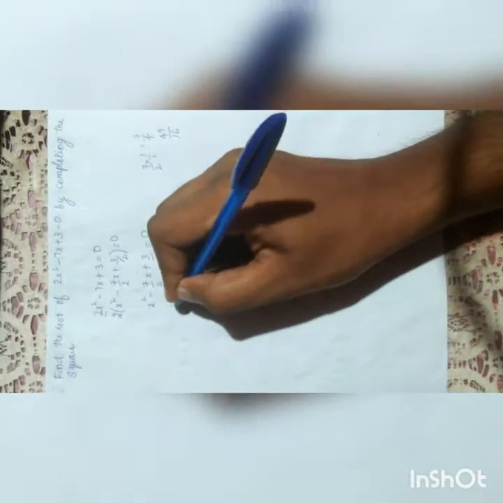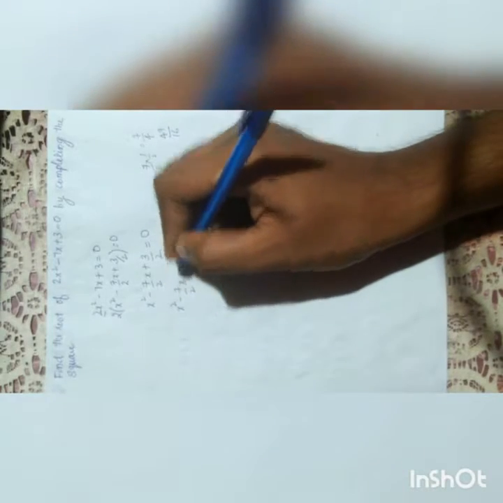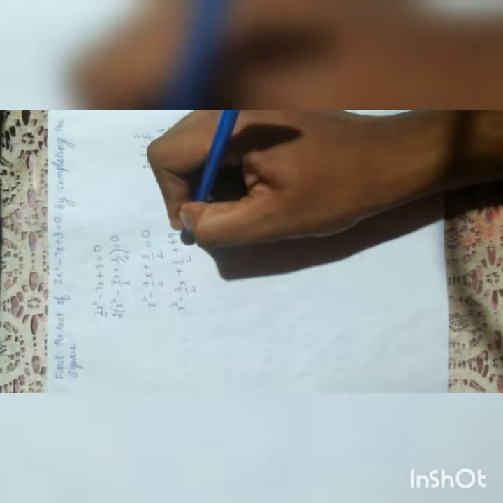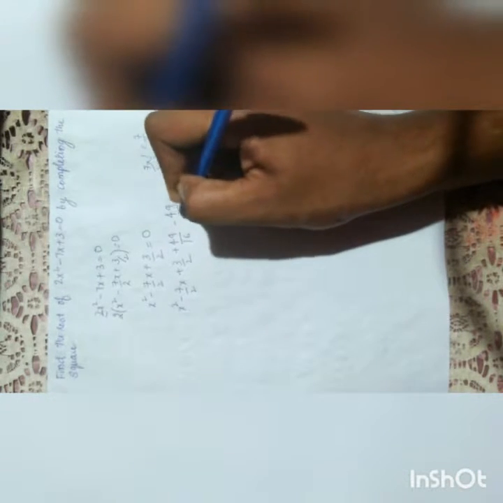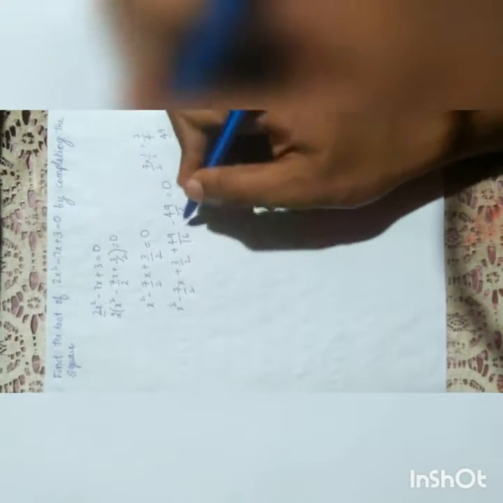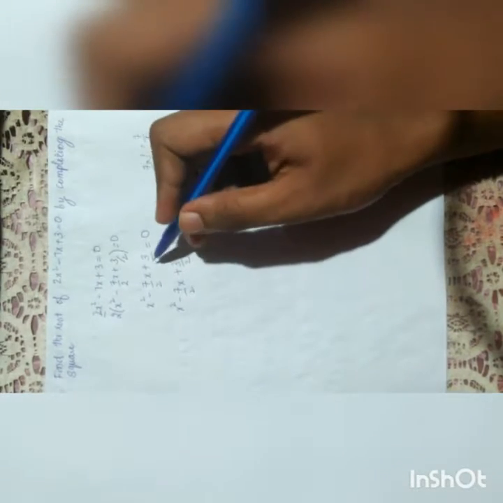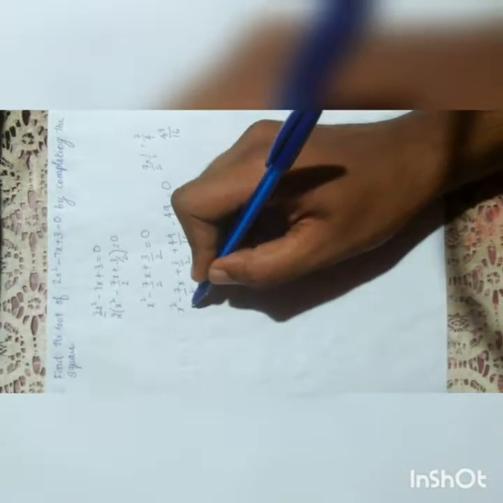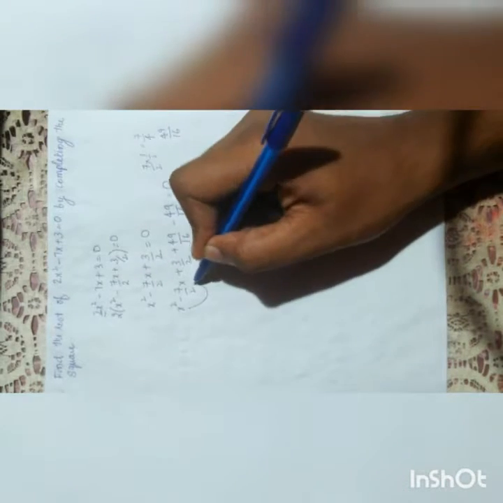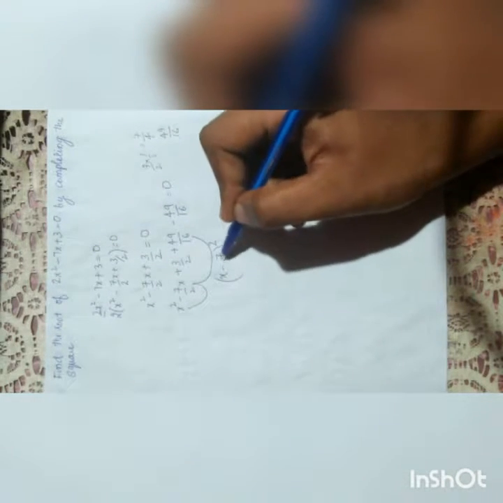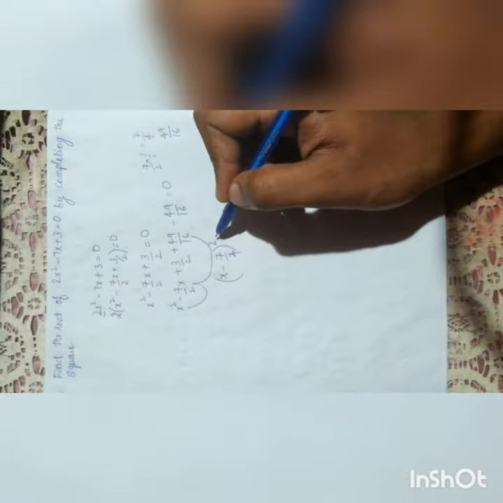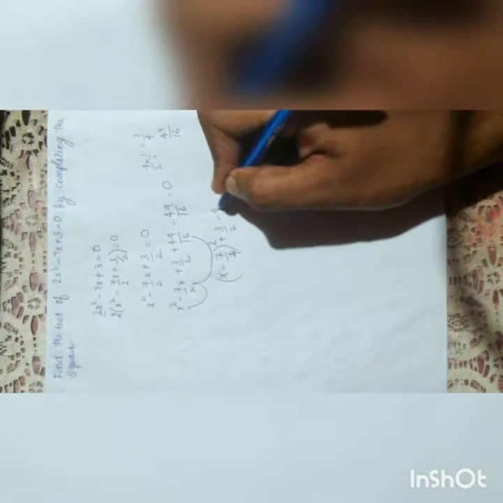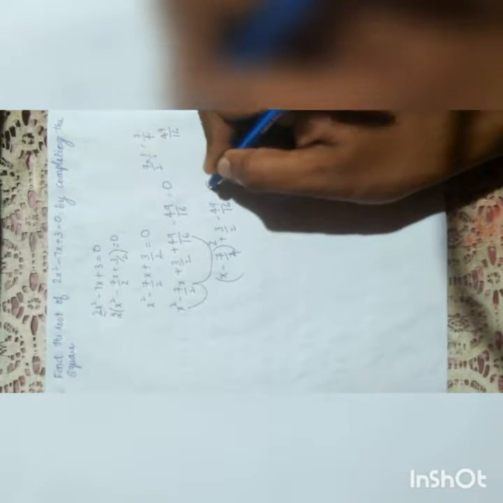So the quadratic equation becomes x² − (7/2)x + 3/2 + 49/16 − 49/16. Since adding and subtracting the same number won't make any change to this quadratic equation, now we can write this as a square of, now we can write this and this as equal to (x − 7/4)². Now we have been left with 3/2 − 49/16 = 0.